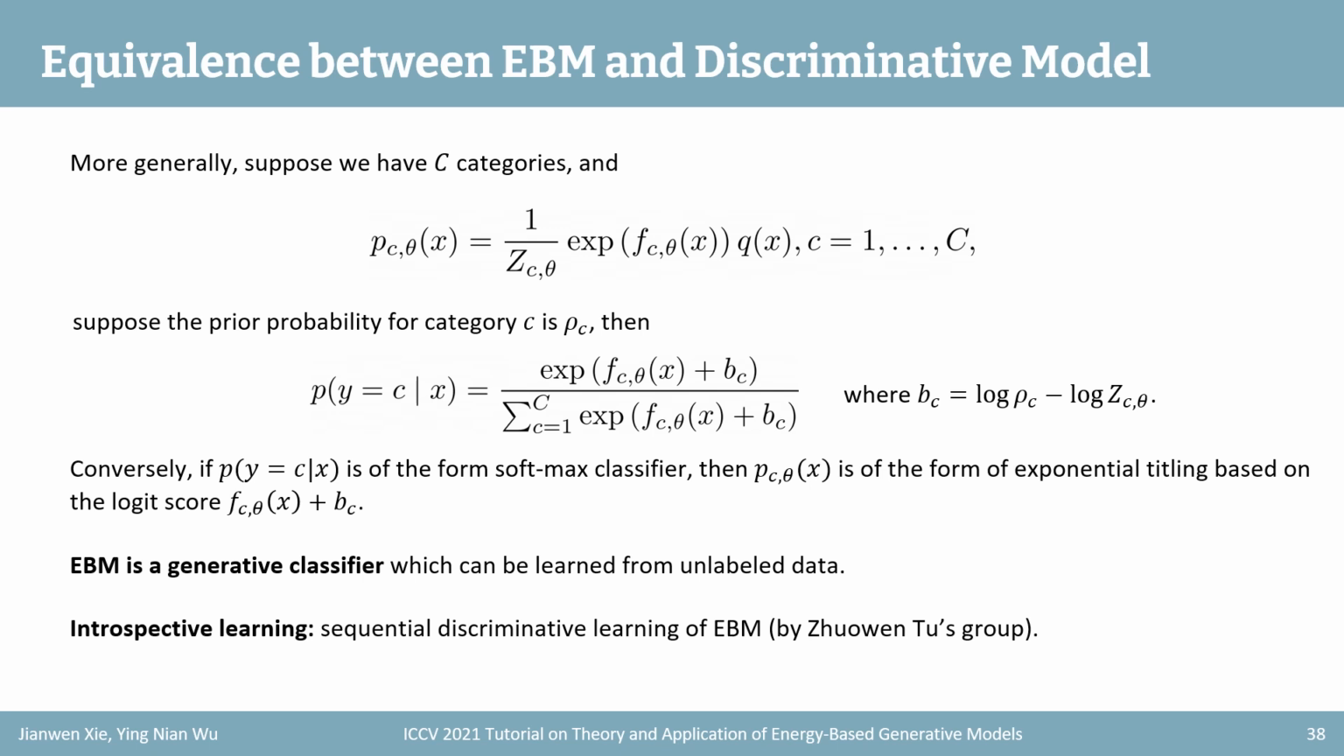Suppose the prior probability of category C is rho C. Then we can derive a conventional softmax classifier from the energy-based models. Conversely, if P of y given x is of the form of a softmax classifier, then P of x for a specific category will be of the form of exponential tilting. Therefore, the discriminative model and the EBM are equivalent to each other.